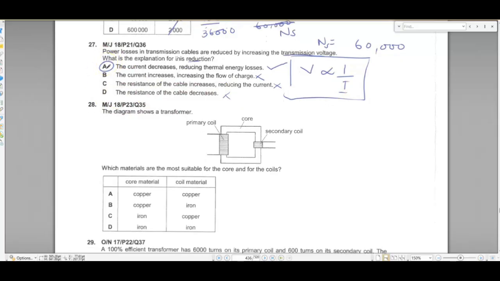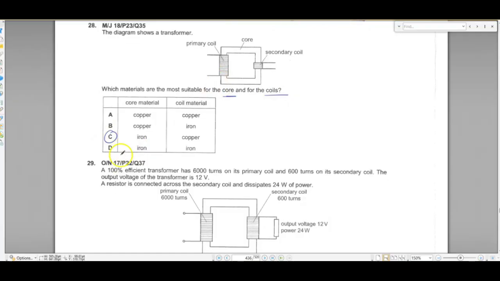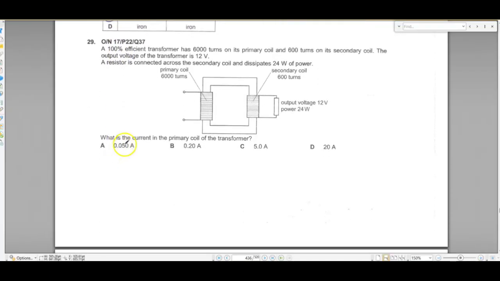I hope this is clear to you up till now, because we've done 3-4 questions related to this. Okay, question number 28. The diagram shows a transformer. Which materials are the most suitable for the core and the coils? For the core, we must use soft iron, and for the coils, we must use copper. So C is our correct option. Question number 29.